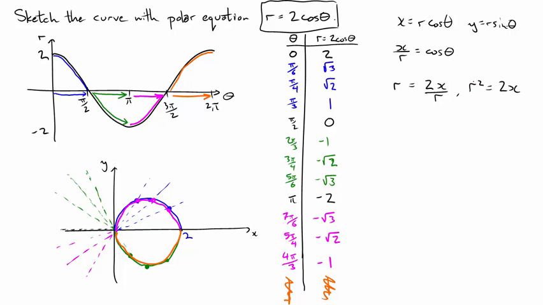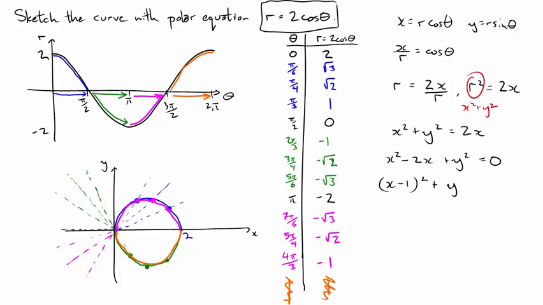But remember that r squared is x squared plus y squared. So this equation in variables x and y is x squared plus y squared equals 2x, which can be rearranged as follows. And if you complete the square, you get x minus 1 squared plus y squared equals 1, a circle of radius 1 centered at the point 1, 0.